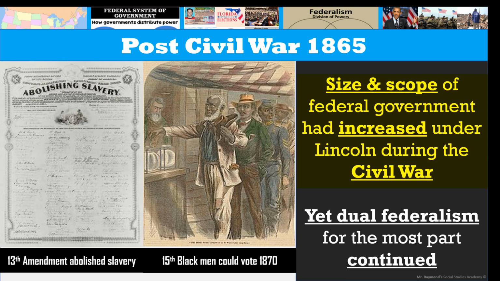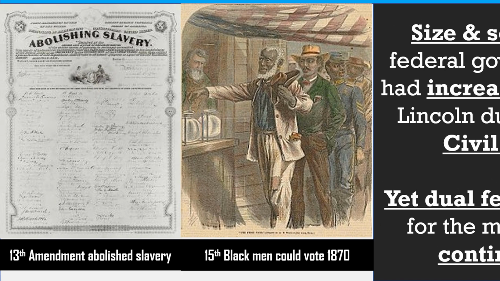The size and scope of the federal government had greatly increased during the Civil War. Nothing compared to what it is today, but certainly compared to the early republic. We saw 3 amendments added to the U.S. Constitution in 5 years after the Civil War, sometimes referred to as the Civil War or Reconstruction Amendments, the 13th Amendment in 1865, which abolished slavery, and the 15th Amendment, which gave African American men the right to vote.